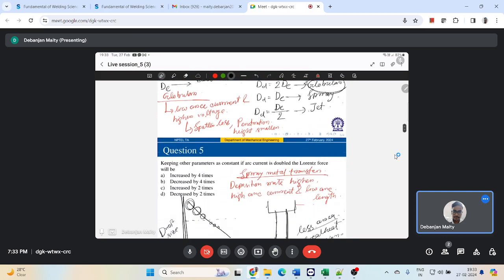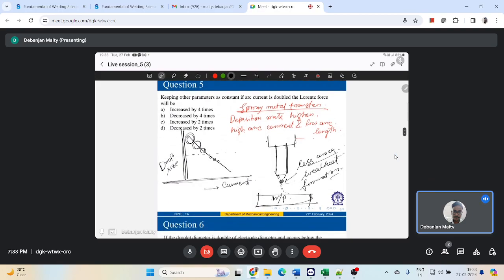Good to go. Then I say that keeping other parameters constant, if our current is doubled, the Lorentz force will be what? It will be increased by 4 times, decreased by 4 times. So what is there in Lorentz force? If you are increasing the current, your Lorentz force will get increased. This is directly proportional to the square of the amperage, right? So your Lorentz force is mu I square by 8 pi.